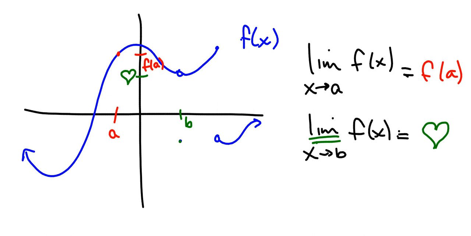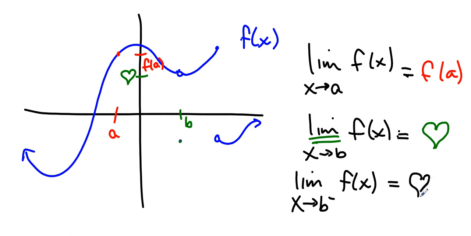I'll throw in a quick side note here. This will help out people who may have seen this stuff before. When we take a look at that hole in the graph, we sometimes consider x values coming this way and x values coming that way. If we consider them coming this way, then we're talking about the limit of f of x as x approaches b from the left. And that little minus sign, it's a superscripted minus sign. That minus sign means that we're approaching from the negative end of things. That limit happens to be heart.